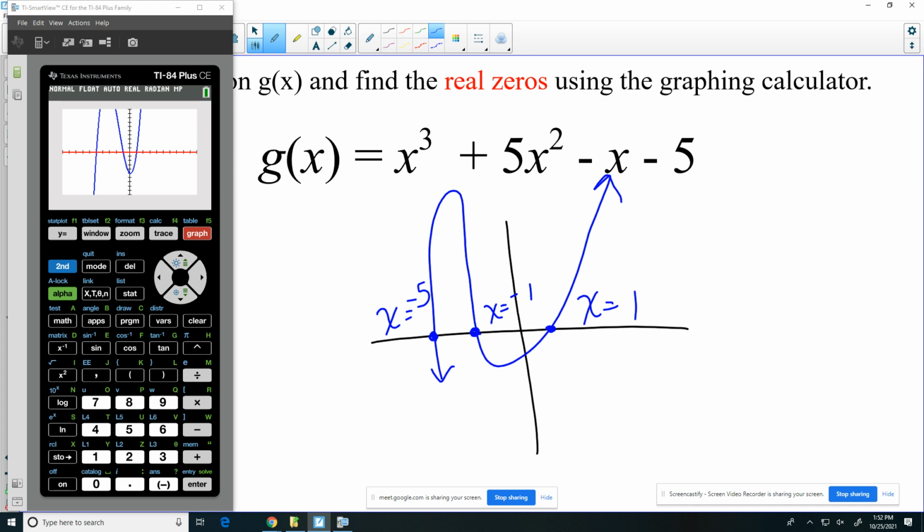Oh. Okay. Anybody else need help on the graphing calculator portion? Yep.